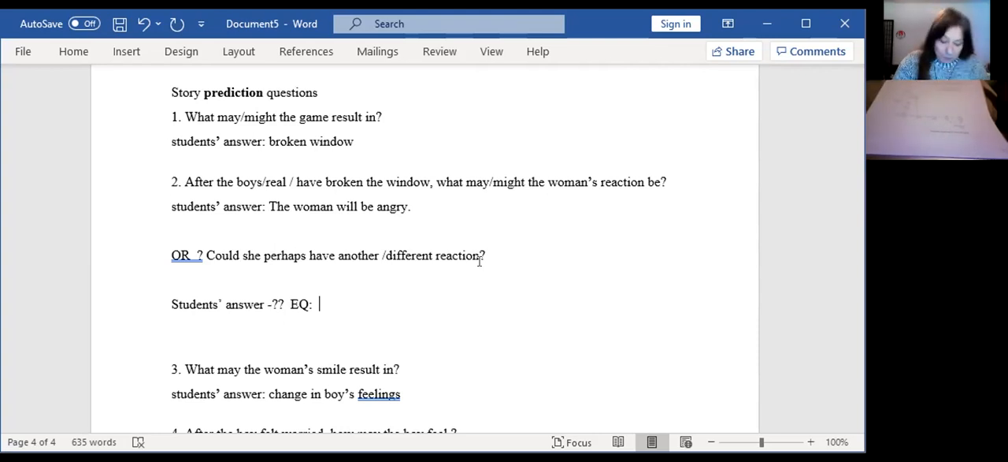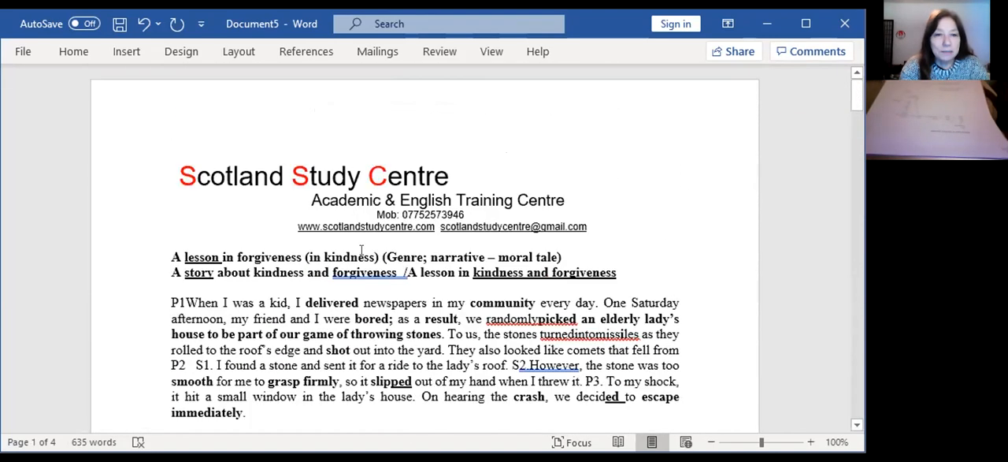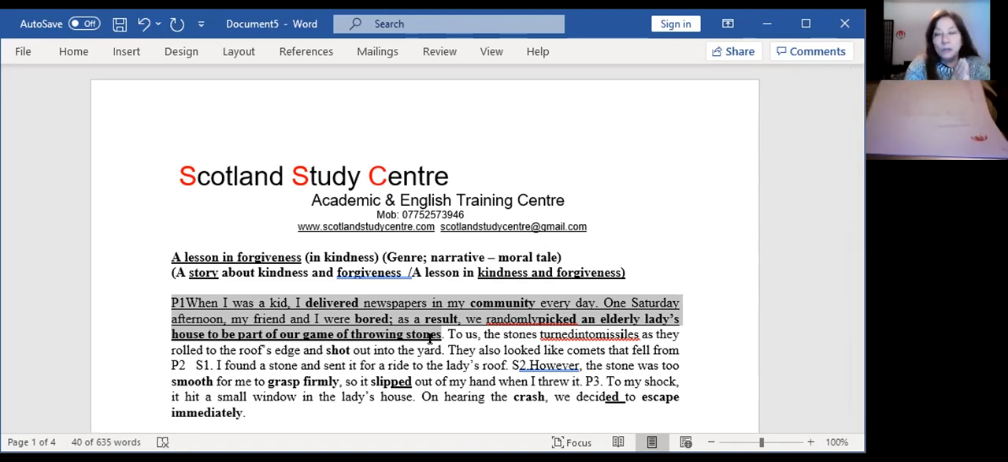What do you think? Let's look at the text, okay? You can always look back at the text. They've read, we'll put this in brackets because this is just our discussion from last week, they've only read this part, the title, a lesson in forgiveness, and this part. That's all they know. Now, based on this, how can you elicit from them that actually she wasn't angry? It's quite the opposite.